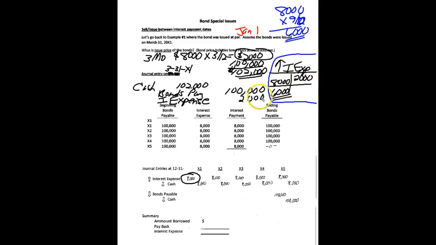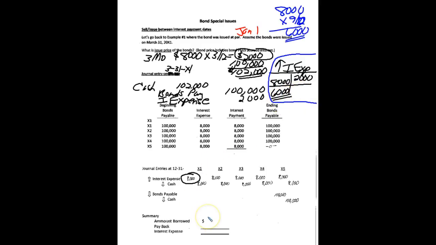So we processed it by first recording the $2,000 issue price related to interest as a negative interest expense, and then just recording interest as normal on the payment date, just like we normally would, and we end up with the right amount of expense.